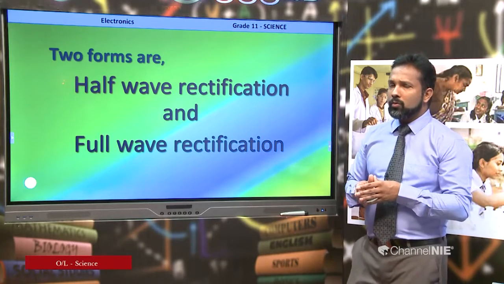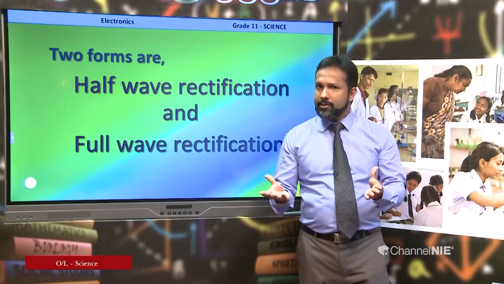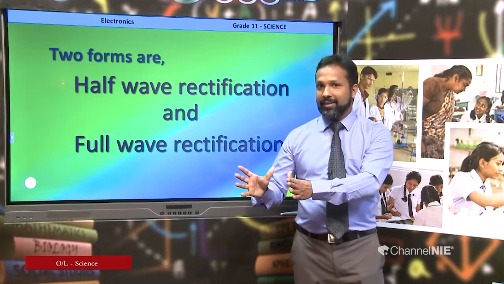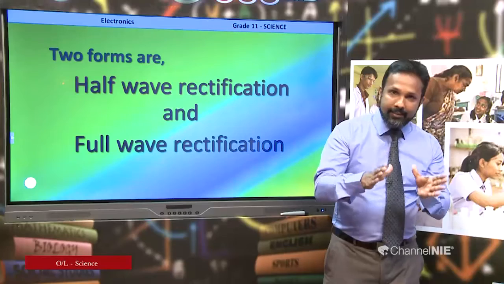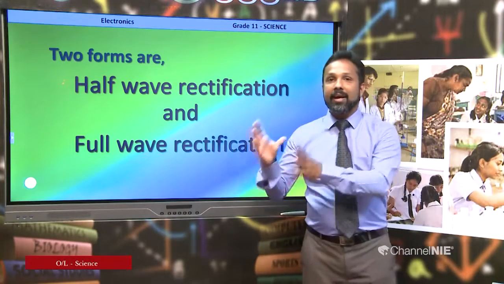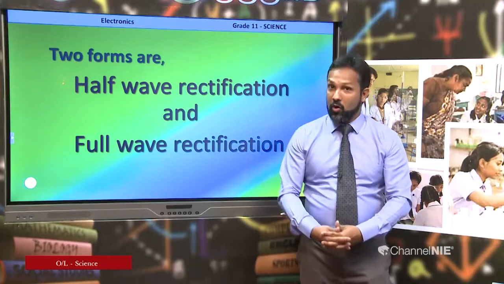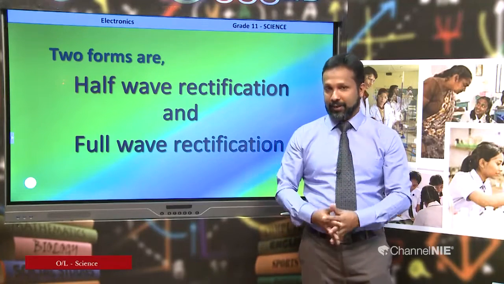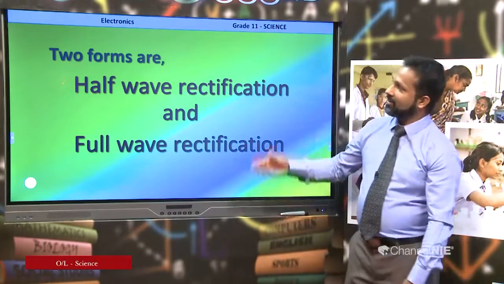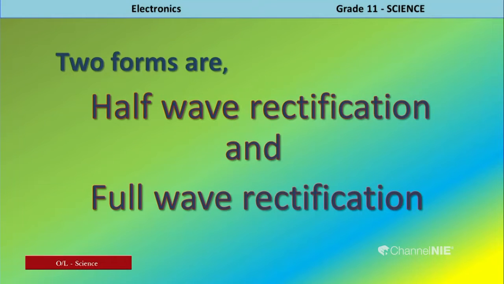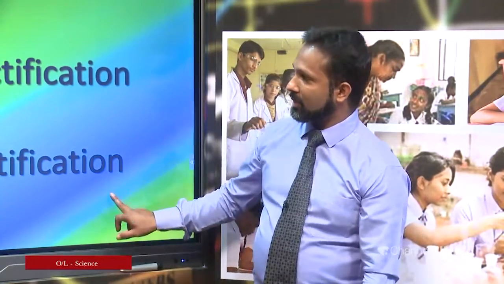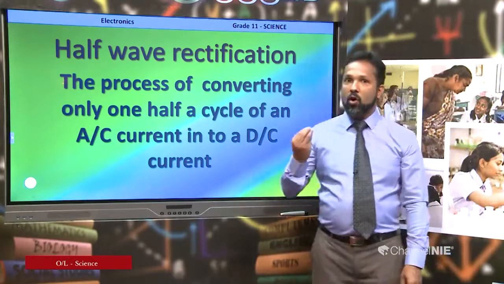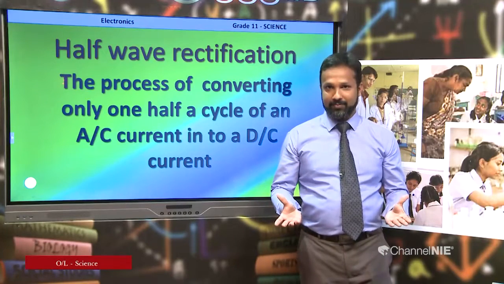As I told you, rectification means the process of converting an alternating current into a direct current. Do you know? There are two forms of rectification. What are they? Half wave rectification and full wave rectification. What is called half wave rectification?